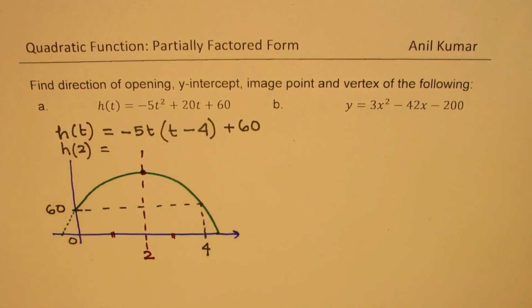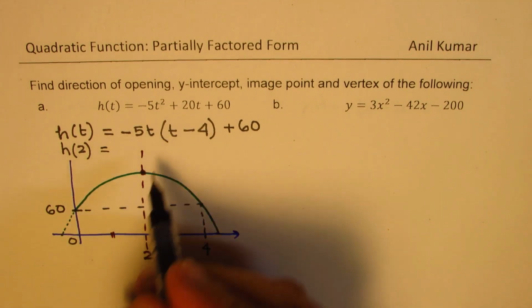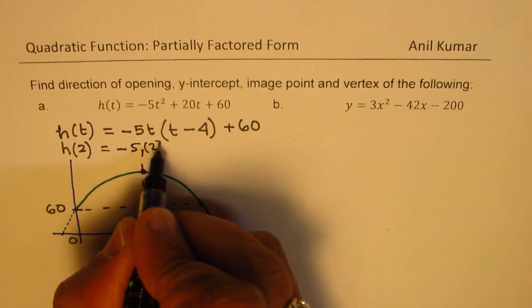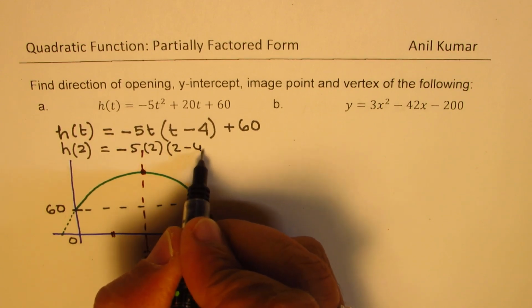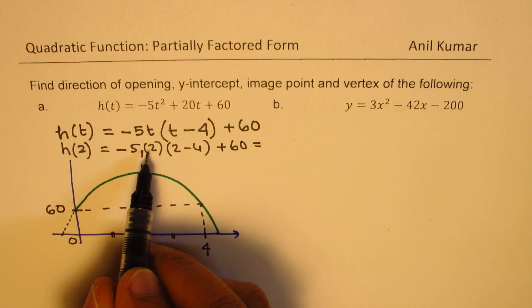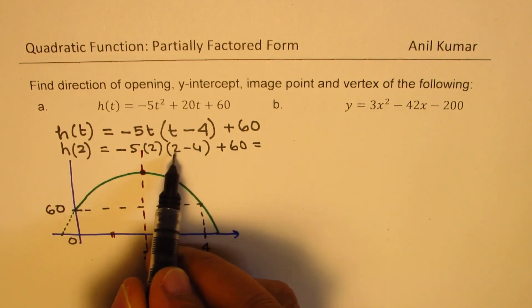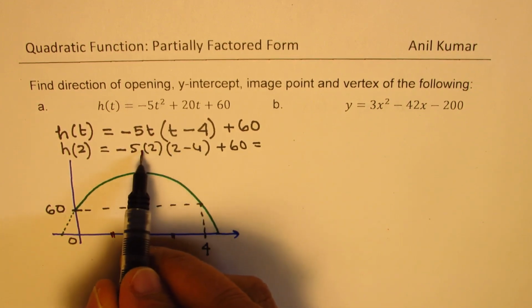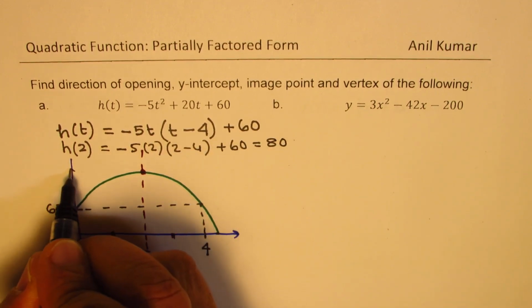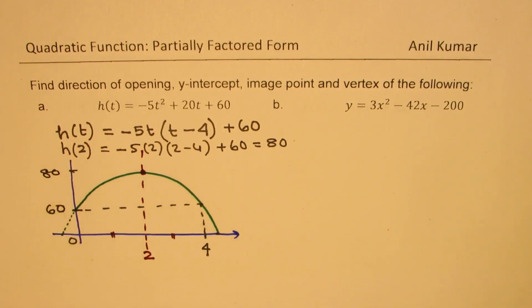Do you see how simple it is? Substitute and get your answer, right? So we get minus 5 times 2, which is 10, and 2 minus 4 plus 60, correct? And that is 5 times 2 is minus 10, and this is minus 2. So both give 20 and we get 80 as our height. Does it make sense to you?